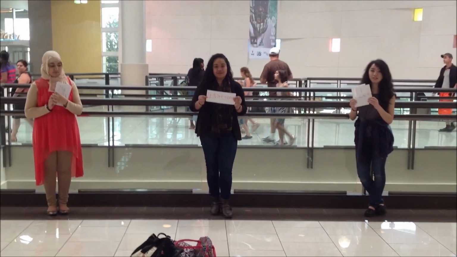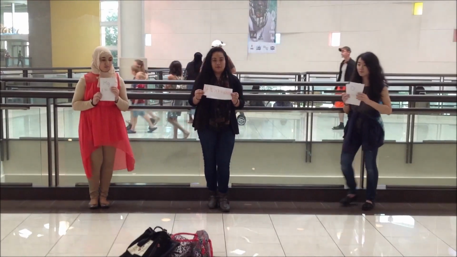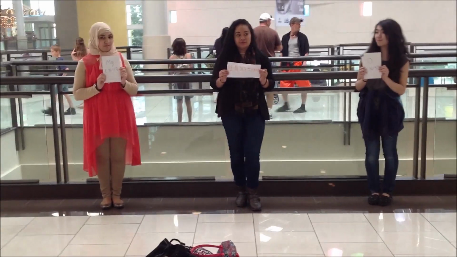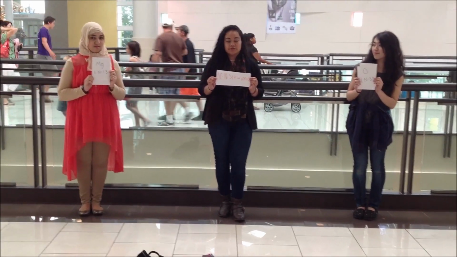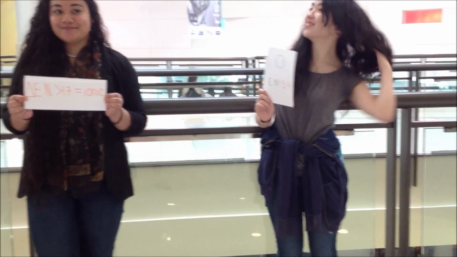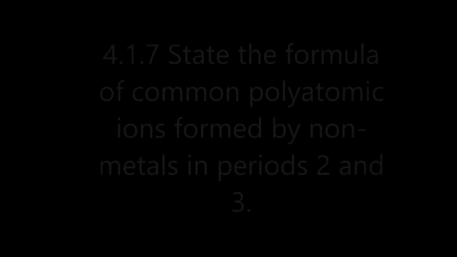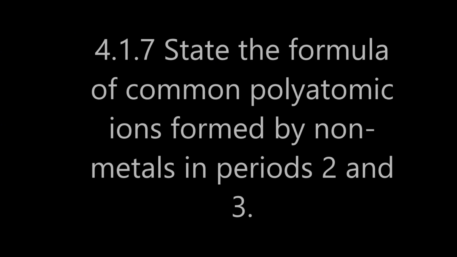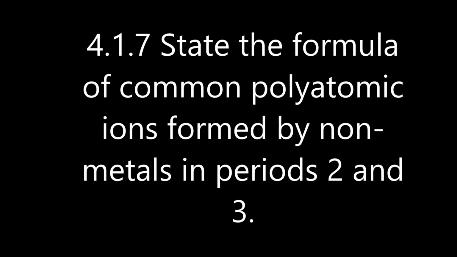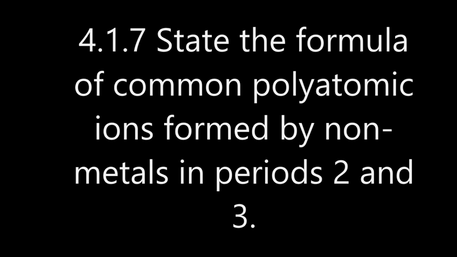Okay, let's try a different example. Let's try magnesium oxide. So my classmates are going to step in. Their electronegativity difference will be 2.1. Since we have a weaker ionic bond, let's try going lower than that. Let's try carbon dioxide. How about that? So my classmates are going to move in really close because they're actually sharing it. They're covalent. State the formula of common polyatomic ions formed by nonmetals in periods 2 and 3. It's just plain stating, so just know them.